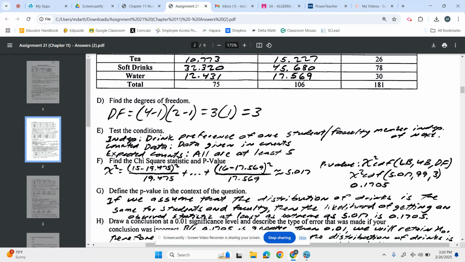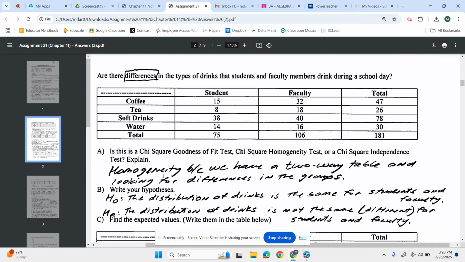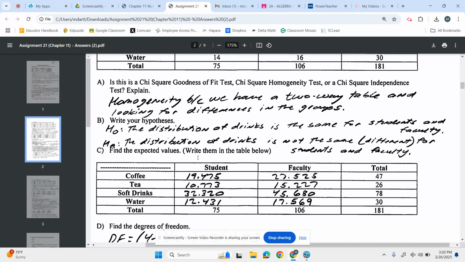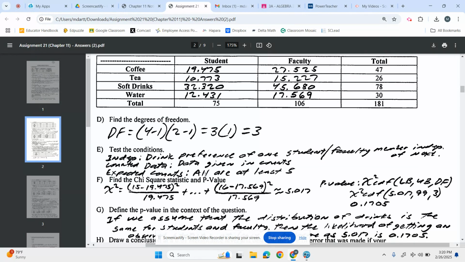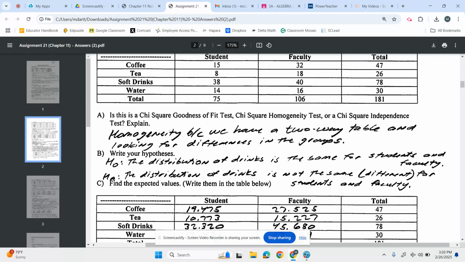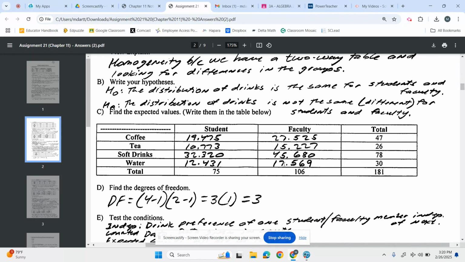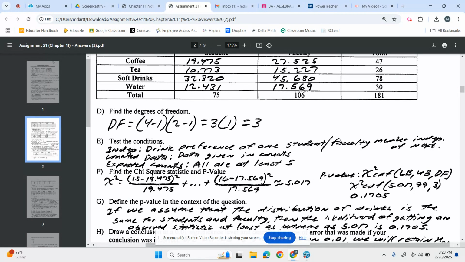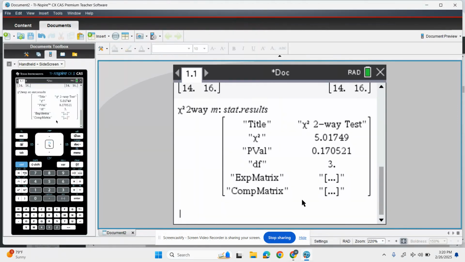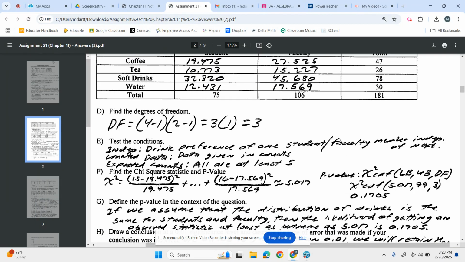So in this case, I'm going to show the first step. If you look, my observed was 15, my expected was 19.75. So observed minus expected squared over expected, plus... Now we're going to do the last one, which was 16 and 17.569. 16 minus 17.569 squared over 17.569. And then I'm just going to put the answer right here, 5 point whatever I had.